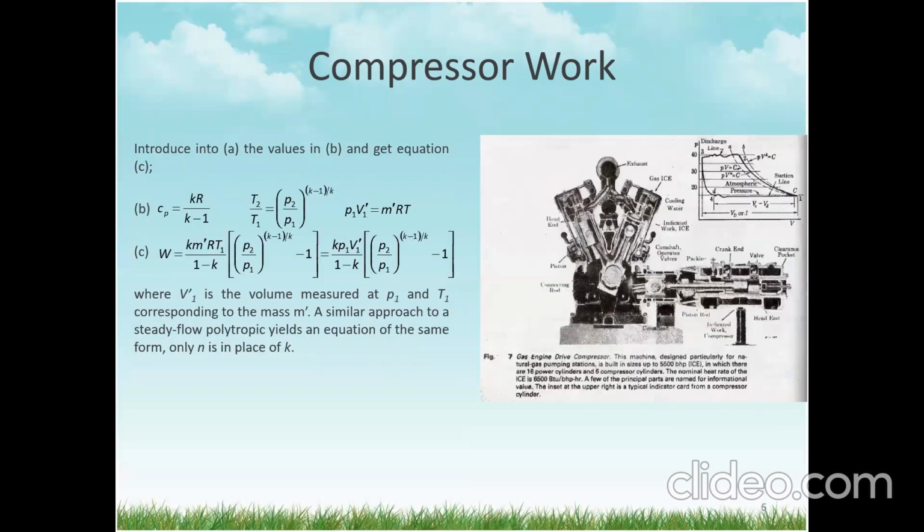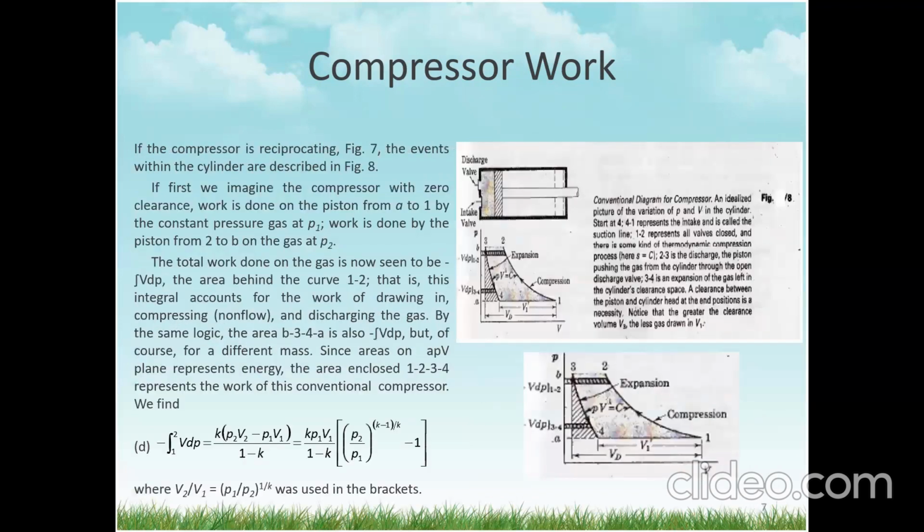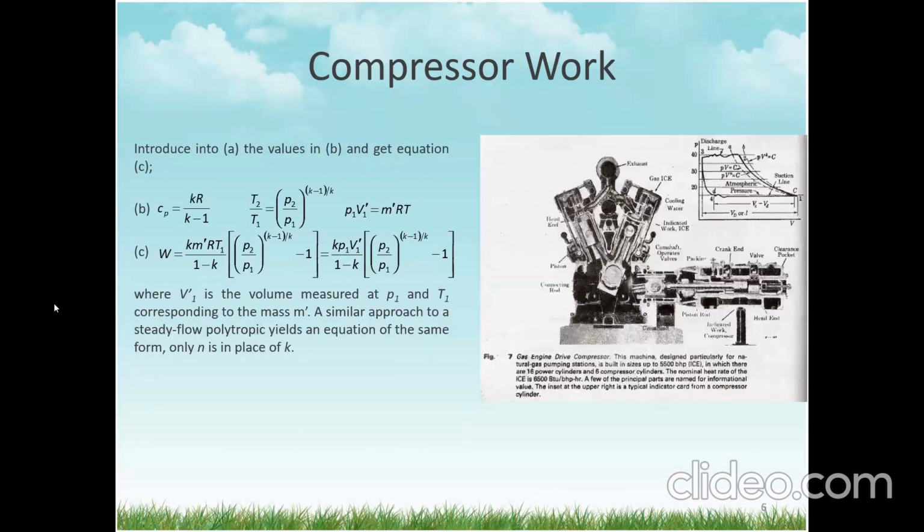Wait, kasi meron tayong A and B ito. Ito pala yung B. Introduce into A the values in B, and get equation C. So C is equal to Cp = kR over (k minus 1). Ito yung mga sa termo nyo. T2 over T1 is equal to (P2 over P1) exponent (k minus 1) over k. P1 V1 prime is equal to m prime R T.